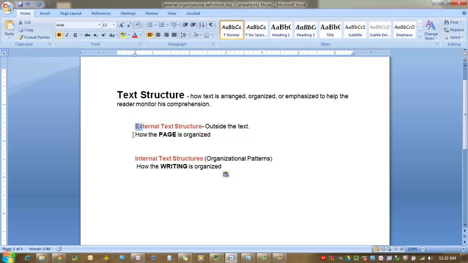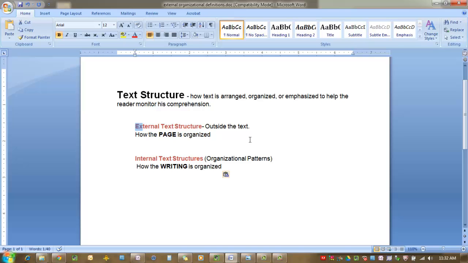I want you to notice the prefix ex. Think of some other words you know. Exit is the one that comes to mind immediately for me. Exit, outside. External, you probably know, means outside. So we're talking about outside the text, how the actual page is organized. Whether you look at a textbook page, a magazine page, a newspaper page, or a web page, these are things before you even start reading that you're going to see on a page that help you know what this is going to be about. So it's outside. They immediately help you organize information.